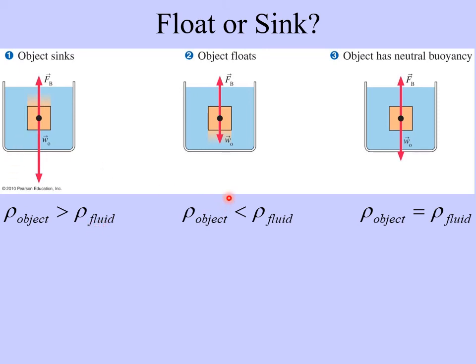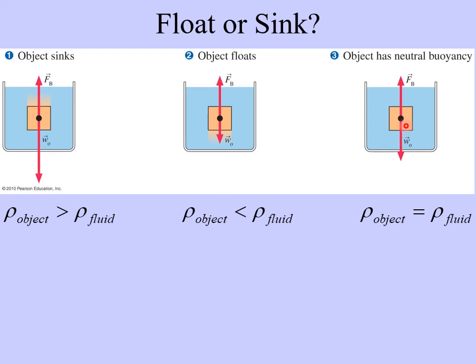On the other hand, if we put something in the water that has a lower density than the fluid, so rho of the object is less than rho of the fluid, for example wood or styrofoam, then the object will float. The third case is where the object has the same density as the fluid. In that case, we have what is called neutral buoyancy. So in this case, the buoyant force and the weight of the object are equal, and the object will just hover in the water without sinking or floating.